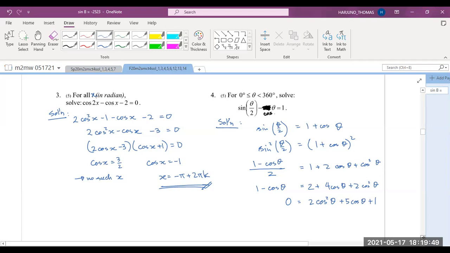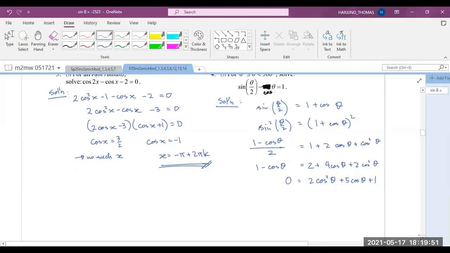I don't think this is factorable, is it? Yeah, I don't think this is factorable. So cosine theta equals negative b plus or minus the square root of b squared minus 4ac over 2a. Negative 5 plus or minus the square root of 17 over 4.